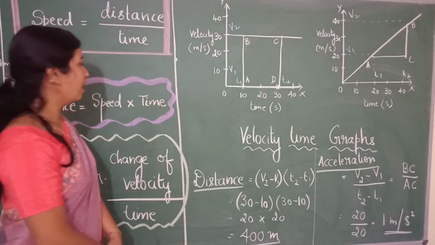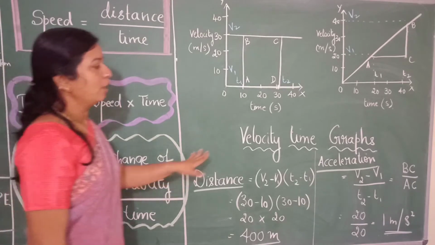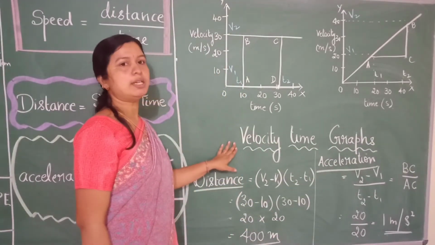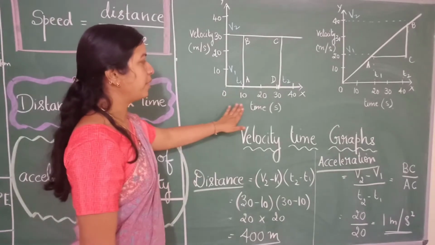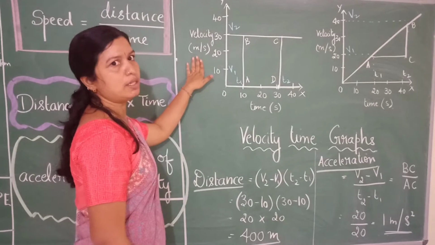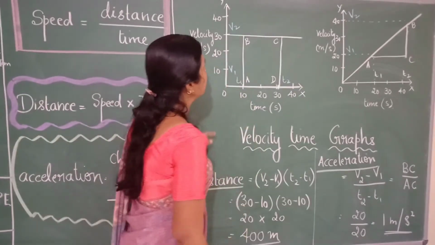Now let us see how to calculate distance and acceleration using velocity time graphs. In a velocity time graph, we represent time on the x-axis and velocity or speed on the y-axis. Now look at this graph.